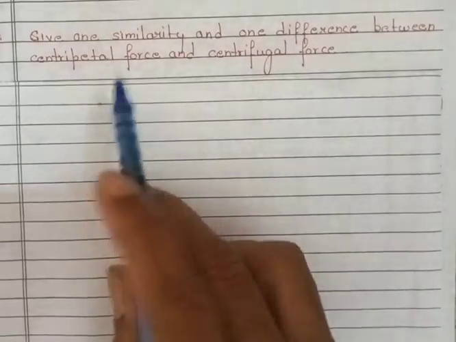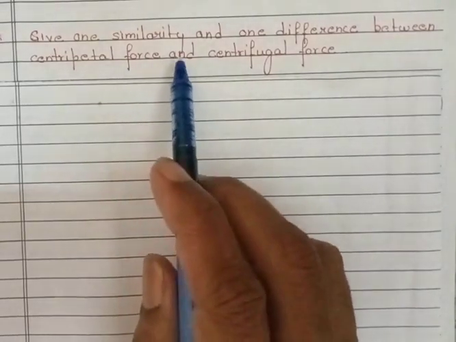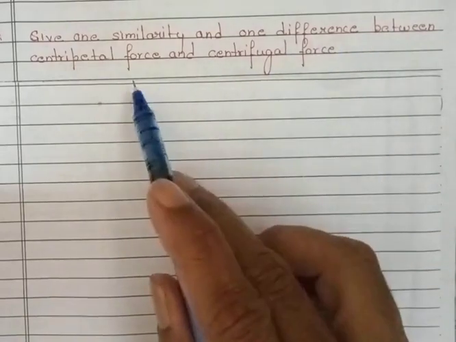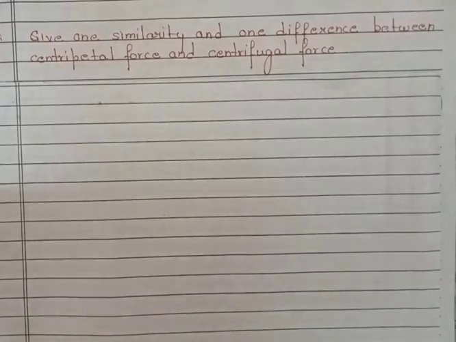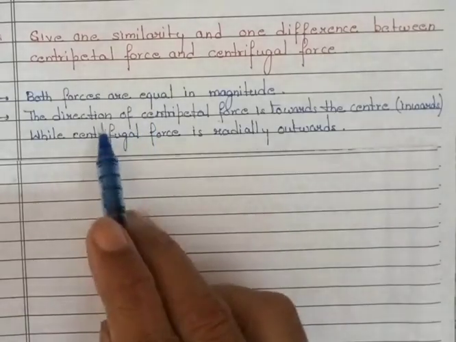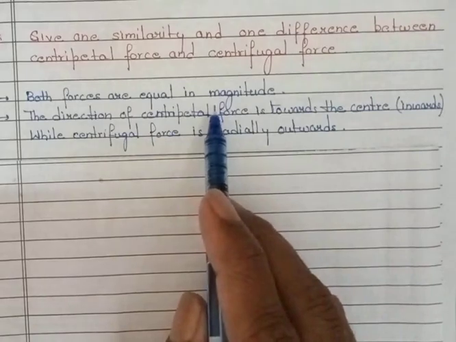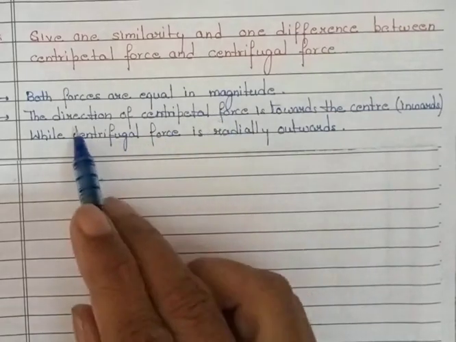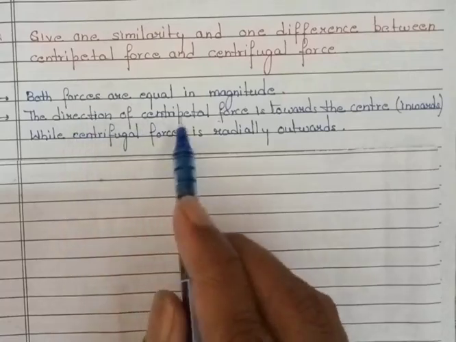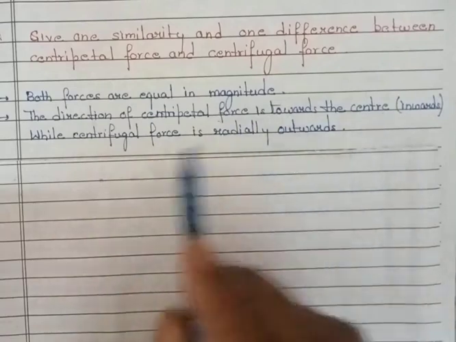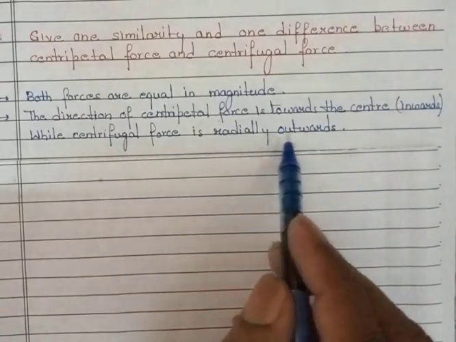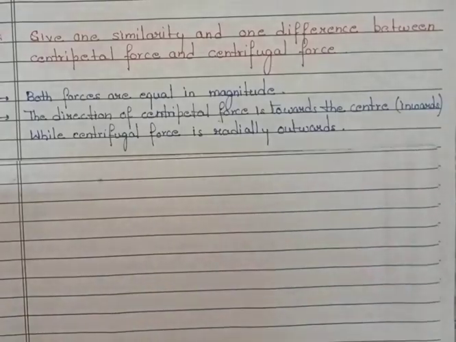Now we have to give one similarity and one difference between centripetal force and centrifugal force. Now, both forces are equal in magnitude, but the direction of centripetal force is towards the center, that is inwards, while centrifugal force is radially outwards. That's the difference between them.